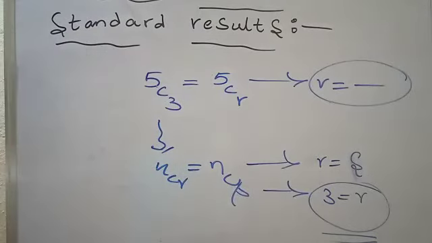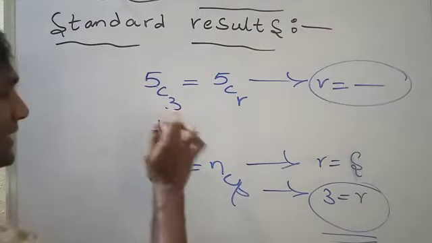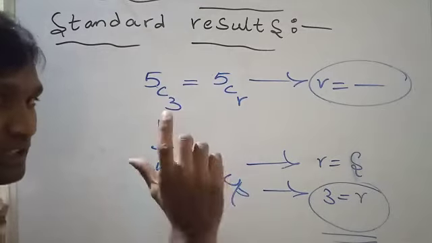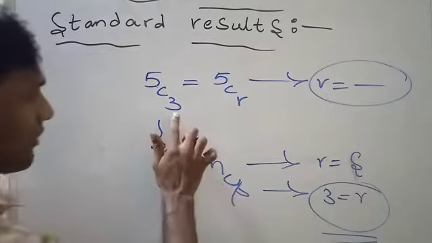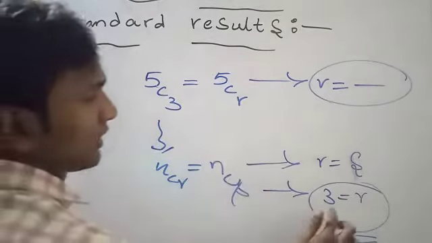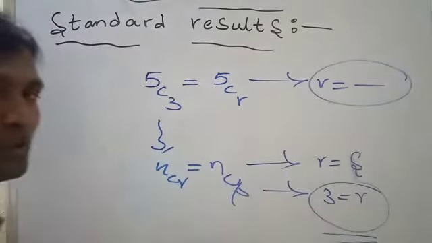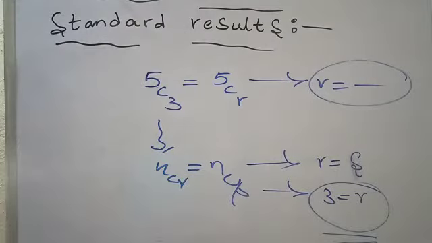That means if the given problem is in the form of nCr equals nCs, the first formula or first condition is where R equals S, where R means 3, S means R. That means the value of R equals 3. So this is the first condition.